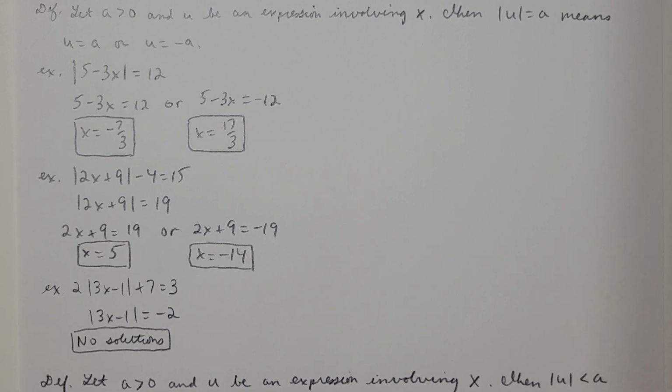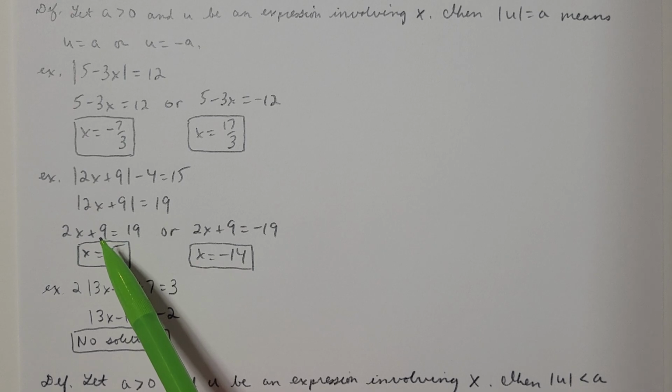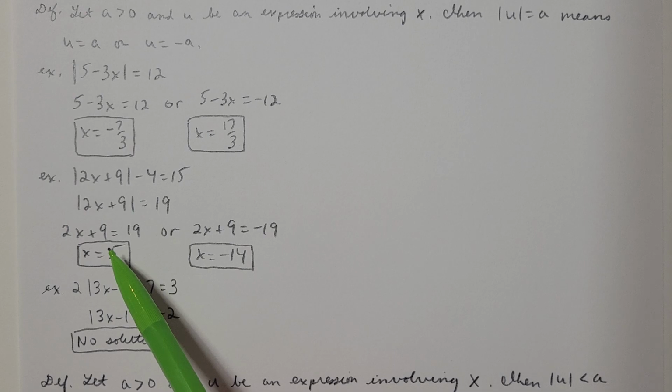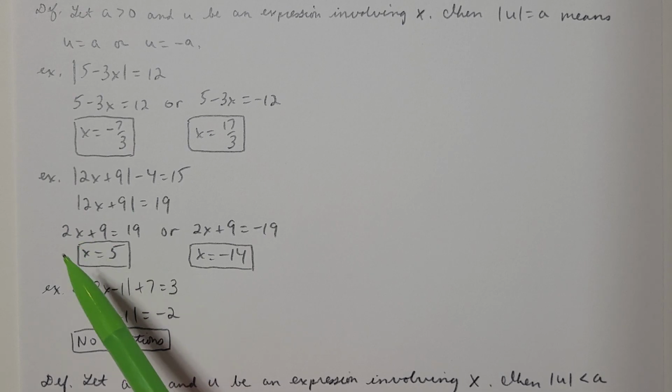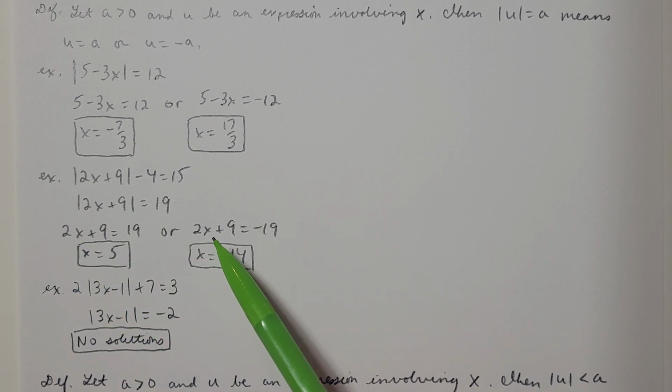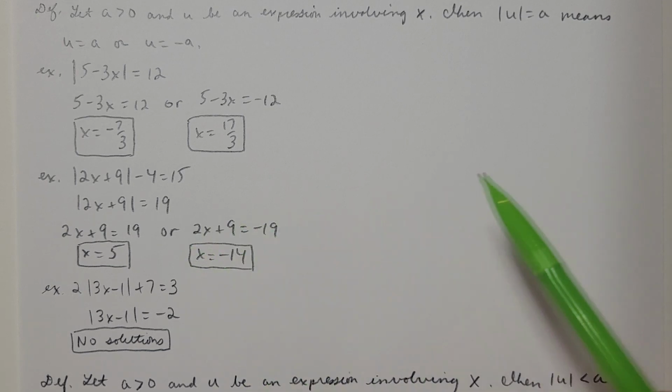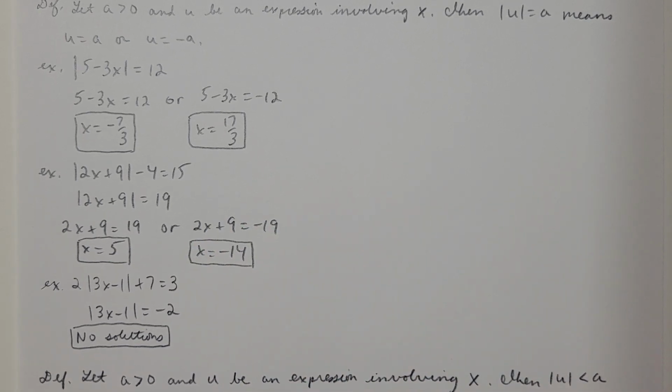Okay, and then I continue solving for x. On this first equation, subtract 9, so 2x equals 10. x would be 5, then circle that number. And then over here, 2x plus 9 equals negative 19. When I subtract 9, 2x is equal to negative 28. Divide by 2, so x would be negative 14. That's the other answer. By the way, whenever you have absolute value equations, you'll always have two answers. That will always happen. So keep that in mind.